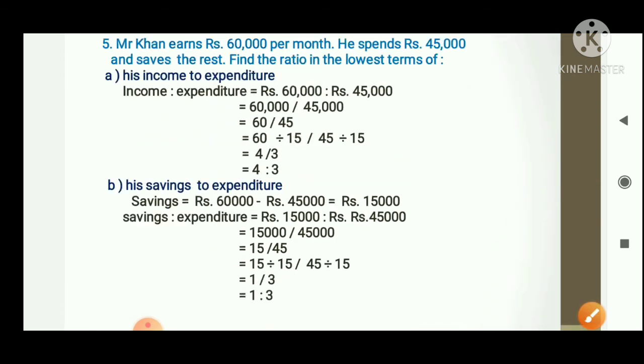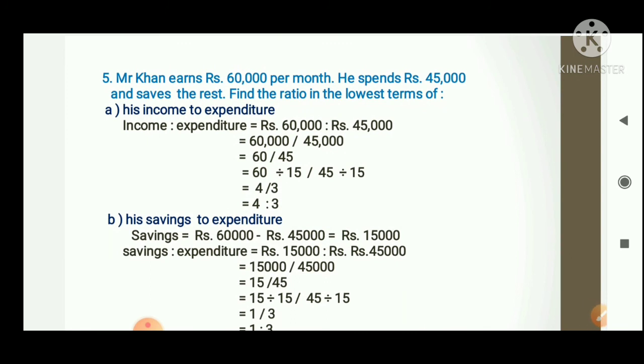Now next example. Mr. Khan earns 60,000 rupees per month. He spends 45,000 rupees and saves the rest. Find the ratio in the lowest term of the following.